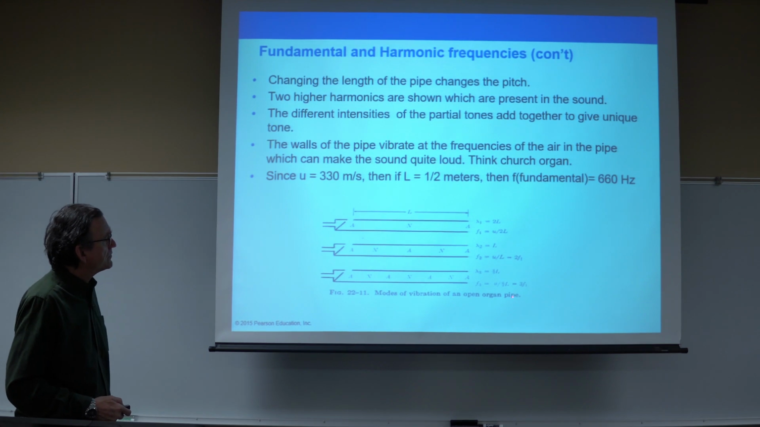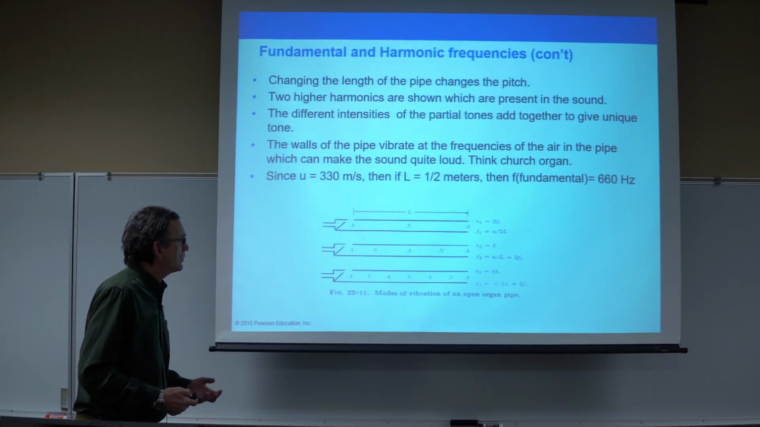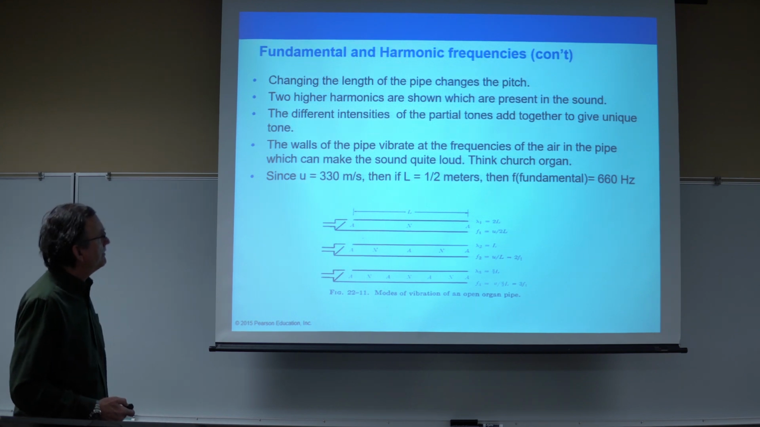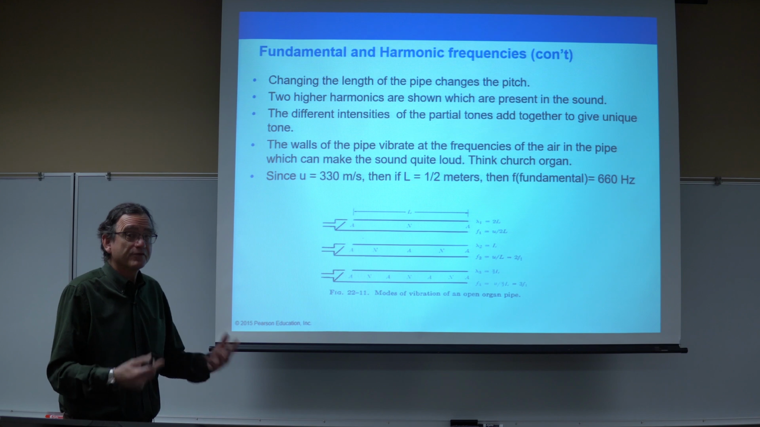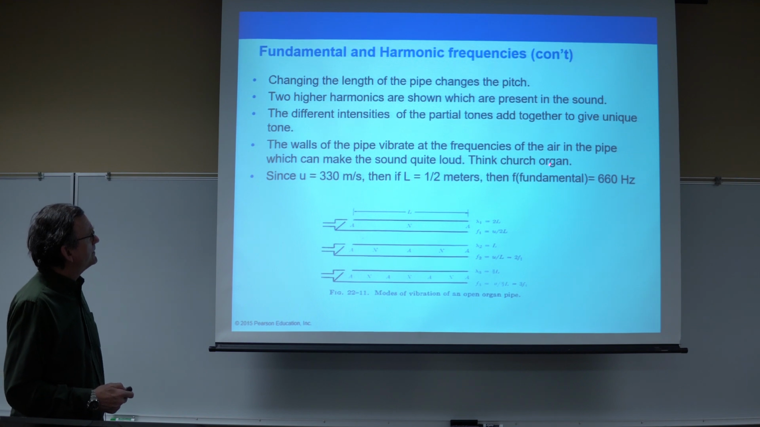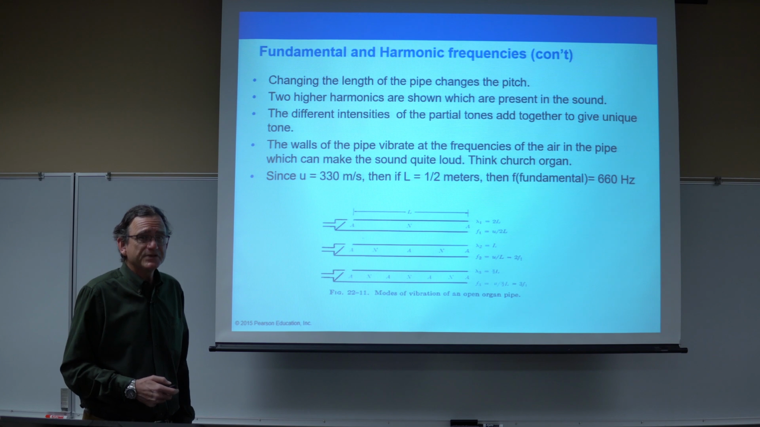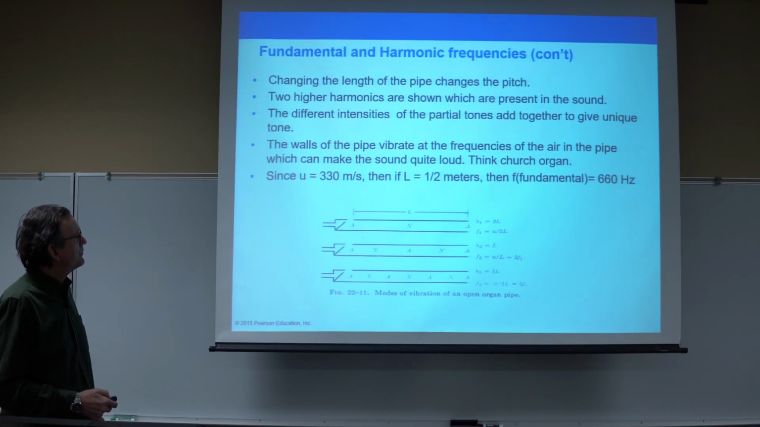And it will be different whether it's an organ pipe or a clarinet or any other woodwind or a flute or any other wind instrument. They all have different characteristics, or what we call different timbre, because the contributions of the different higher frequencies is different in every instrument. Now, the walls of the pipe will vibrate at the frequencies of the air in the pipe, which makes the sound quite loud. Again, I point out, think church organ, and you are very familiar with how loud the sound can be from these large organs that we find in churches.